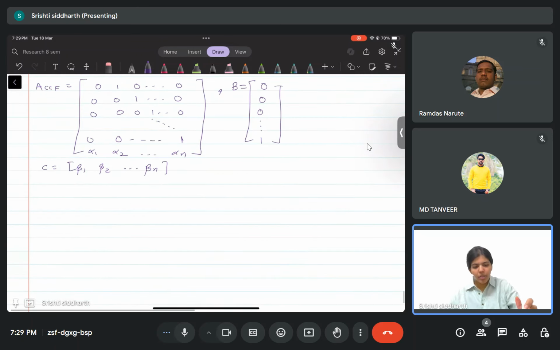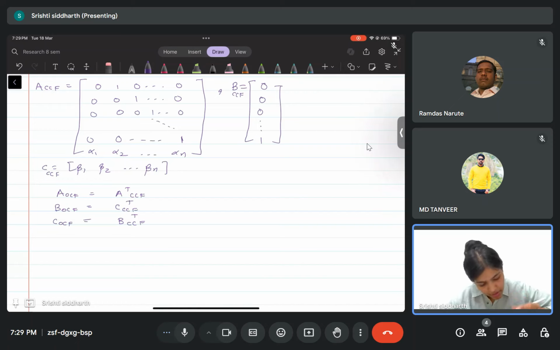And if you have these in the controllable canonical form, then the observable canonical form is simply the transpose. A_OCF is A_CCF transpose. So this is the relation. We already have seen the OCF. This is simply zeros and then 1.